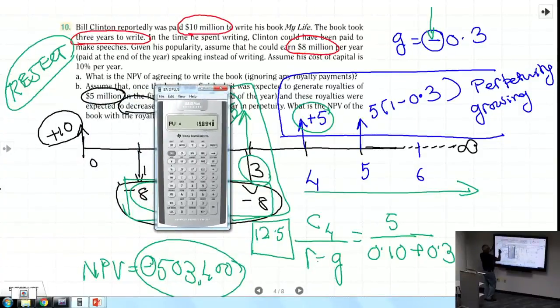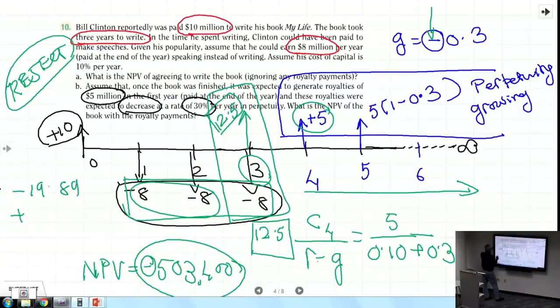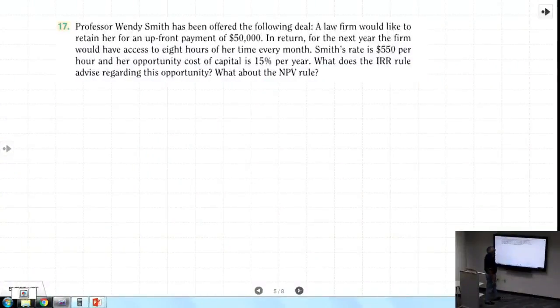Because all these cash flows are negative, so negative 19.89 plus 10 gives you negative 9.89. So you get approximately the same answer. But it is better to use the cash flow key than the time value register to do this problem.